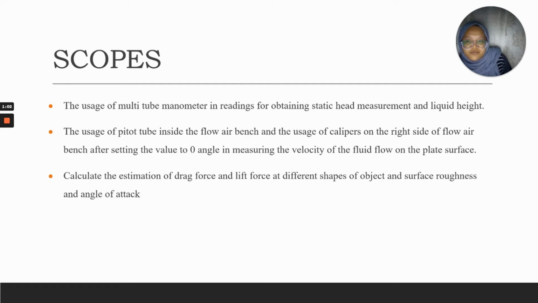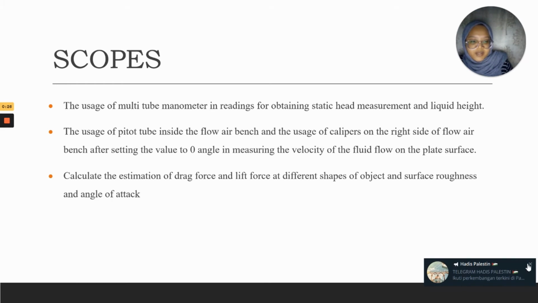These are the scopes of the experiment. The usage of a multi-tube manometer in readings to obtain static head measurement and liquid height. The usage of a pitot tube inside the flow air bench, and the usage of calipers on the right side of the flow air bench after setting the value to zero angle, to measure the velocity of the fluid flow on the plate surface. Lastly, calculate the estimation of drag force and lift force at different shapes of object, surface roughness and angle of attack.